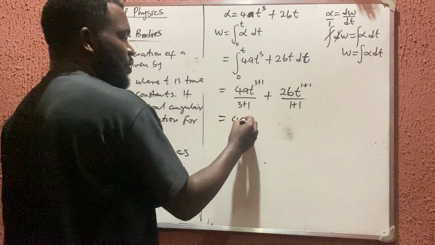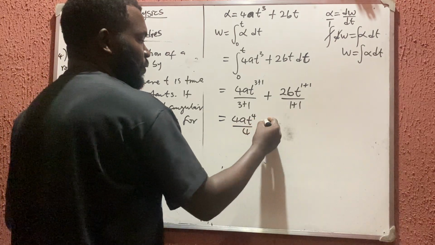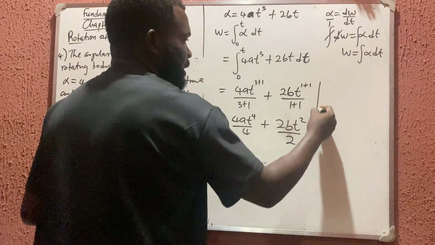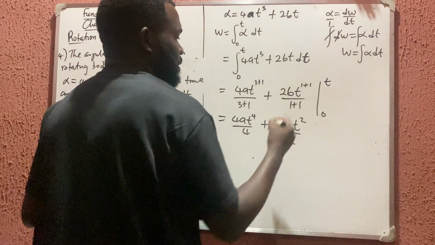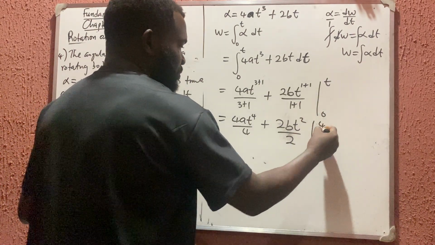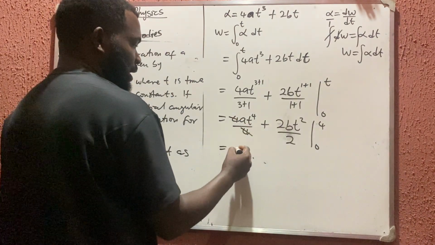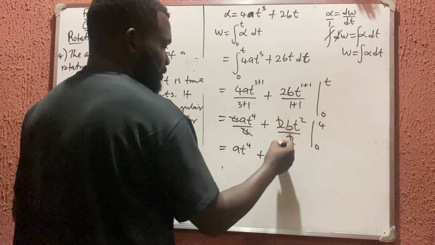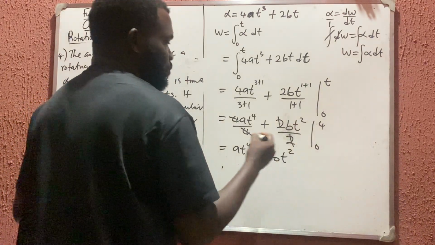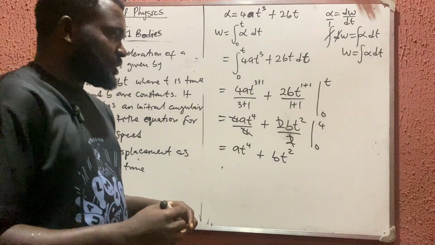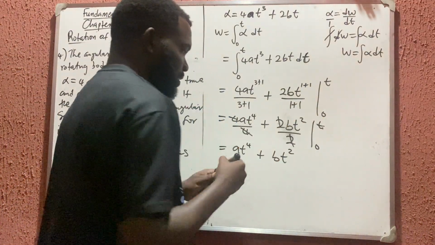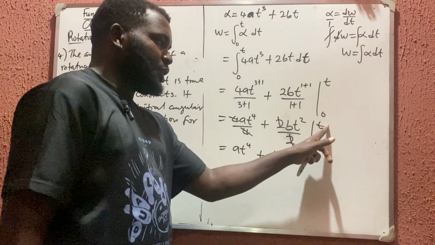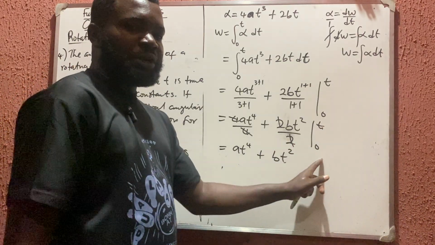So I'm going to have 4a t raised to power 4 over 4, plus 2b t raised to power 2 over 2. Don't forget there is a boundary, from 0 to t. So I have at to the 4, plus bt squared. Now the boundary says substitute the upper limit minus substitute the lower limit. If I substitute t, I get the same thing. If I substitute 0, I get 0.